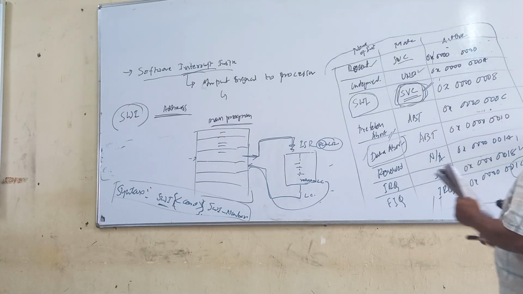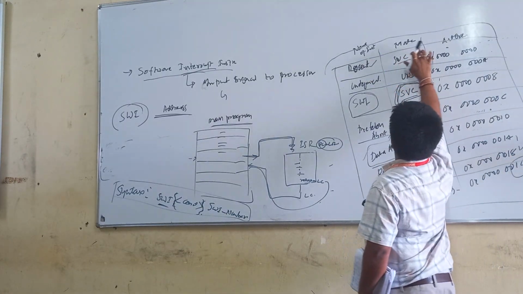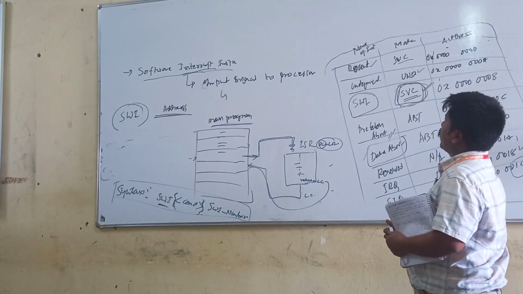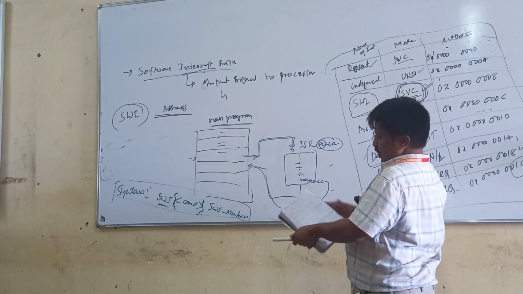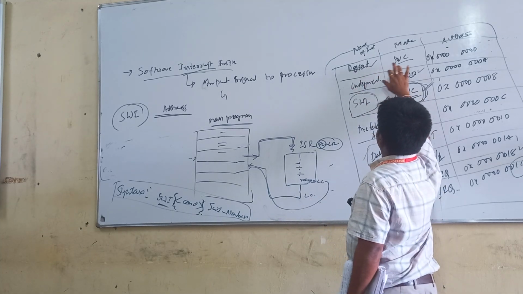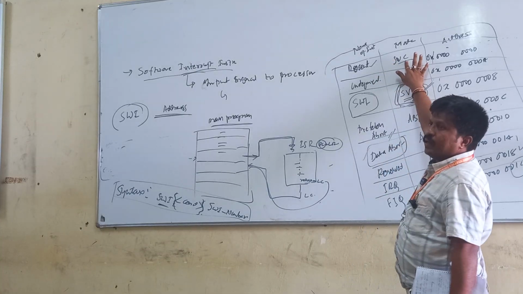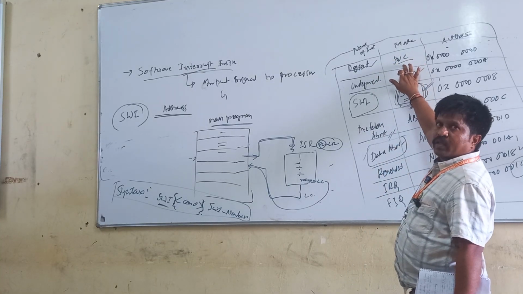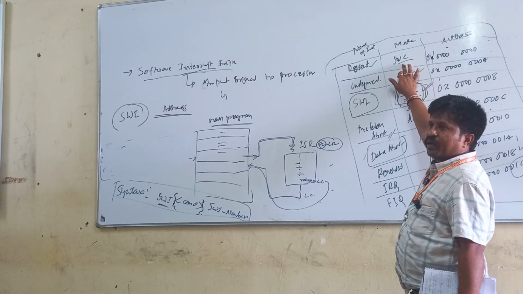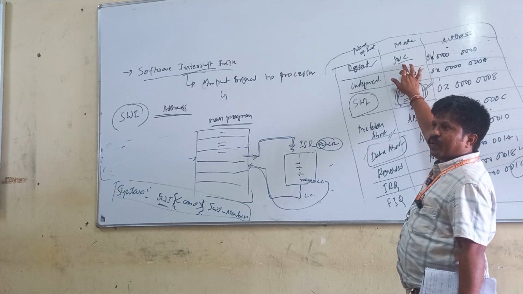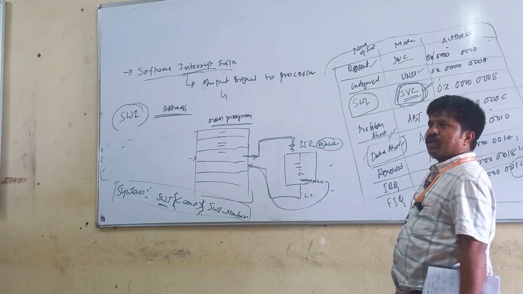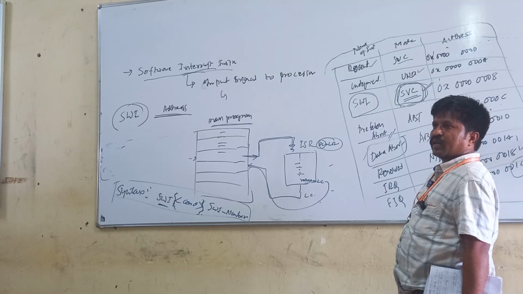This is the name of the interrupt, the mode, and this is the address for the particular mode. This is the reset. If a reset interrupt occurs, the processor definitely moves into the supervisor mode. How many modes are there? Seven modes: user mode, system mode, supervisor mode, abort mode, interrupt request mode, fast interrupt request mode, and undefined mode. Like this, we have around seven modes.